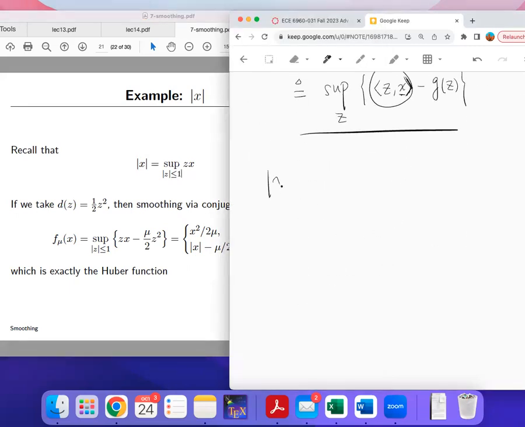So the value is basically the sup of zx minus the indicator. If this indicator holds, then it's zero. Otherwise, if this condition is violated, it is infinity.